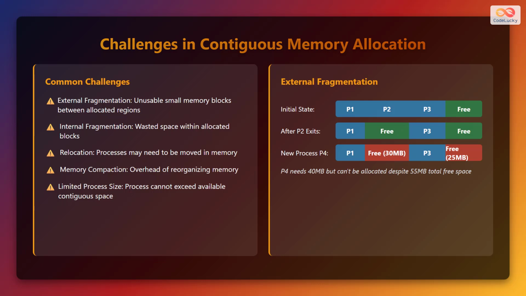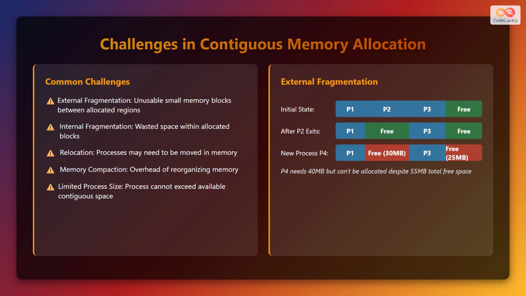Processes may need to be moved in memory, leading to the challenge of relocation. Memory compaction, which is the process of reorganizing memory, introduces overhead. Additionally, there's a limitation on process size, as a process cannot exceed available contiguous space.